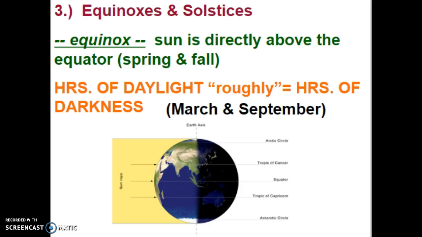So in March, we have what's called the spring or vernal equinox. This happens around March 21st, 22nd. And then in September, we have the fall or autumnal equinox, which is also around September 21st or 22nd. So generally speaking, the hours of daylight and hours of darkness are roughly equal, but the equinox means that the sun is directly above the equator.